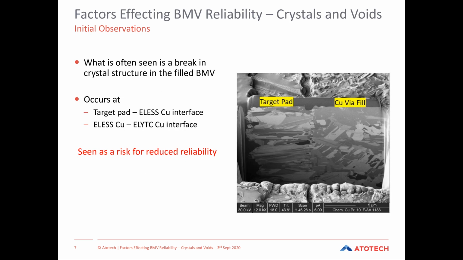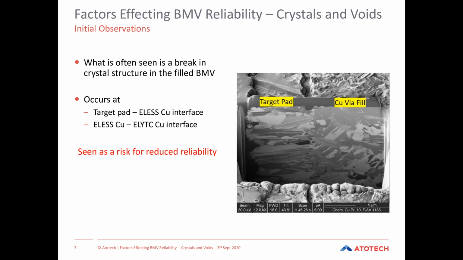Unfortunately, quite a lot of vias also look like this one. And here you can see quite clearly the crystal structure in the target pad is dramatically different to that in the via fill layer. So there's very clearly a dislocation between the crystal structures. That dislocation is usually centered around the electroless layer. However, when you look closely, it can actually be between the target pad itself and the electroless layer, or it can even occur between the electroless layer and the electrolytic. So we have to keep in mind that there are two interfaces within a microvia structure, and this dislocation can occur at either of them.